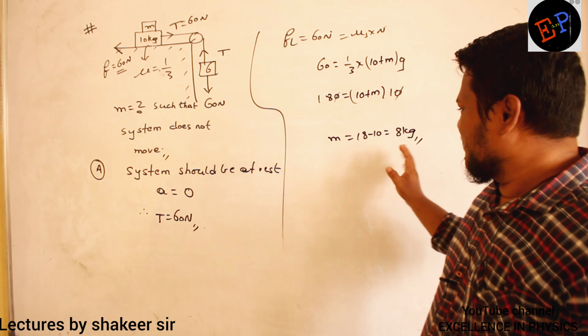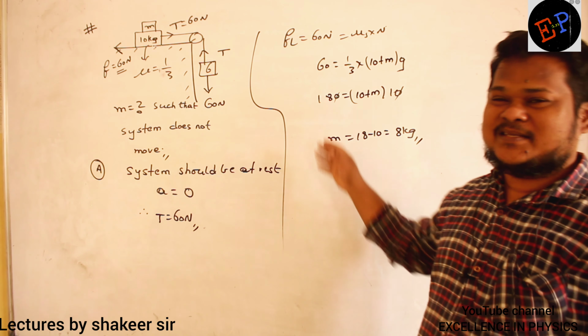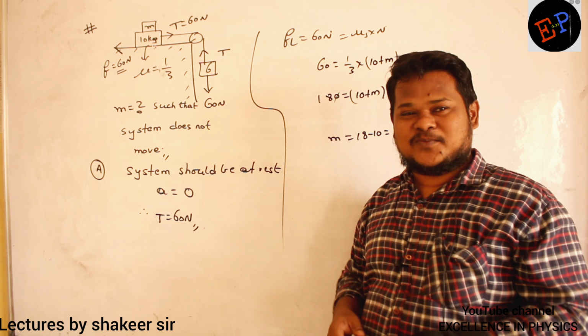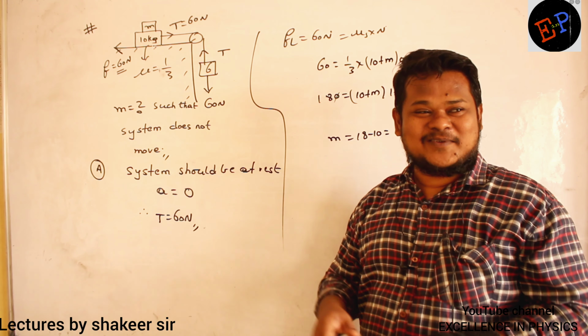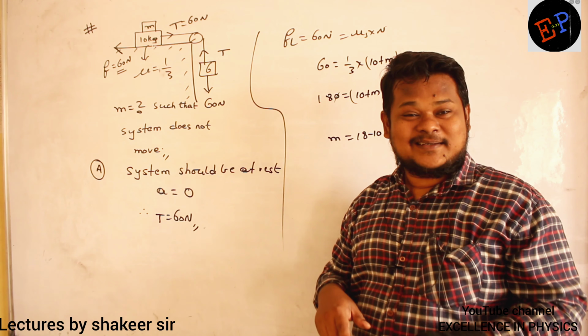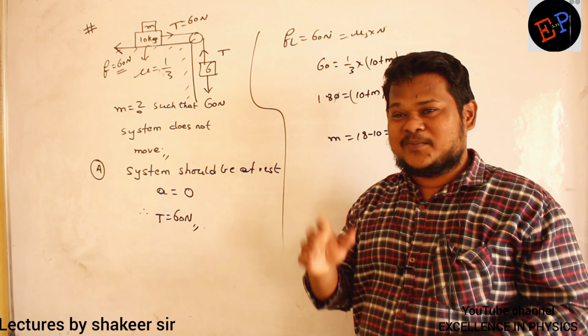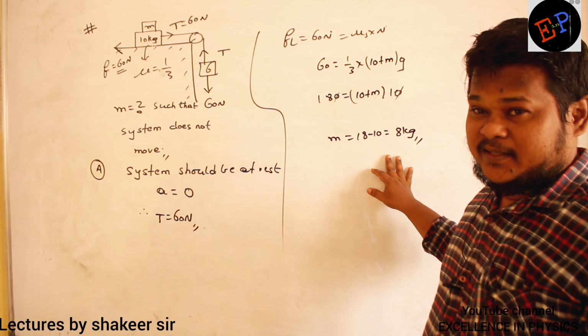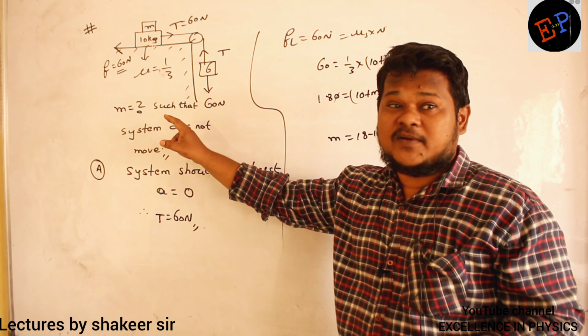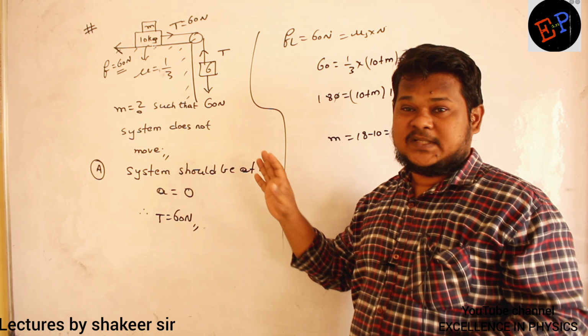That's all, ma. I require only an 8 kg body. If I am placing a 9 kg body, no problem, the system will be in rest position. If I place 10 kg, the system will be in rest position. 20 kg, the system will be in rest position. 7 kg, the body cannot be in rest position. Are you able to understand, ma? If I place an 8 kg body, then only limiting friction will be active. Are you able to understand, ma?